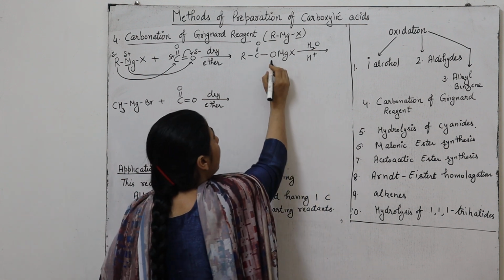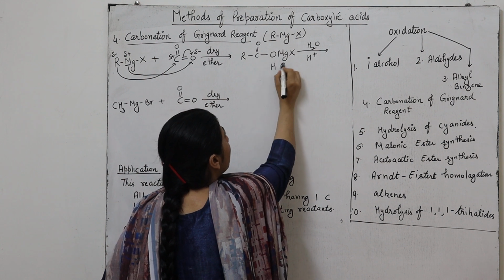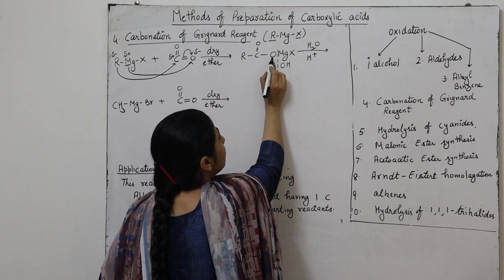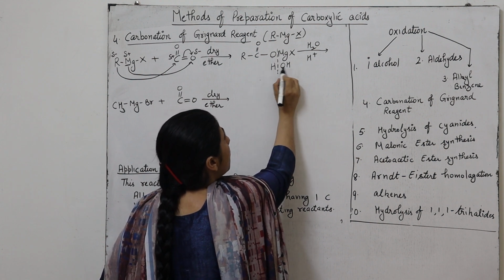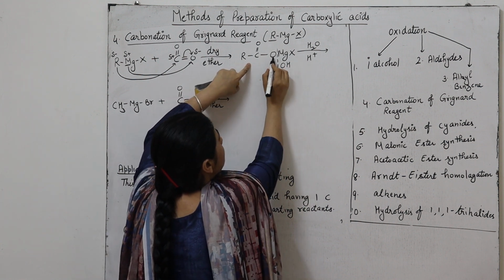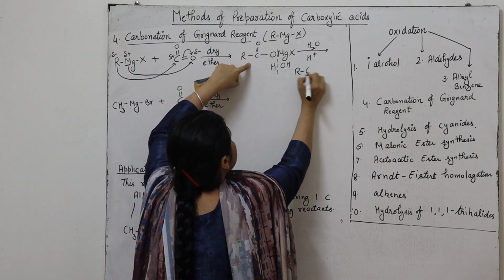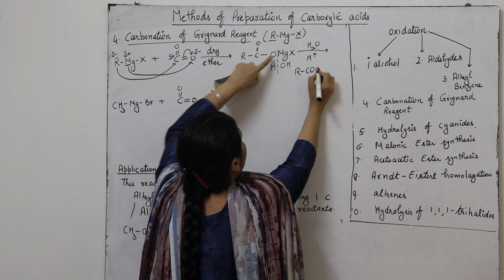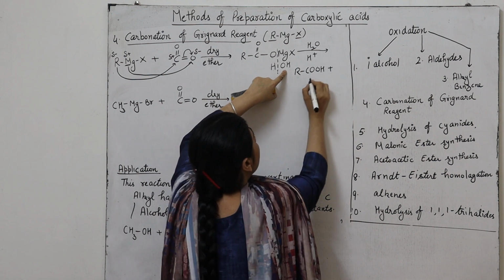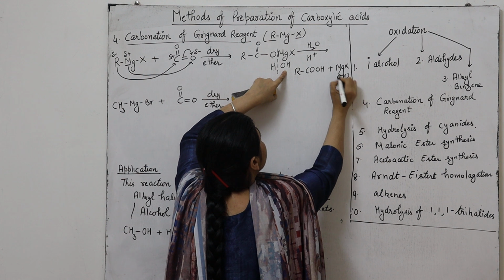When it undergoes hydrolysis, there is a breakage of bond. Actually, water undergoes hydrolysis in this fashion, meaning H is attached to this oxygen, whereas OH is attached to MgX. When hydrogen is attached to this oxygen, we get R, C, O, and H. So we get carboxylic acid along with the formation of MgX, OH.